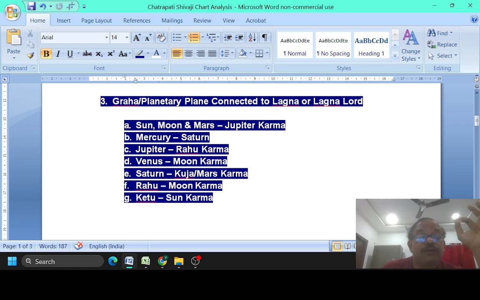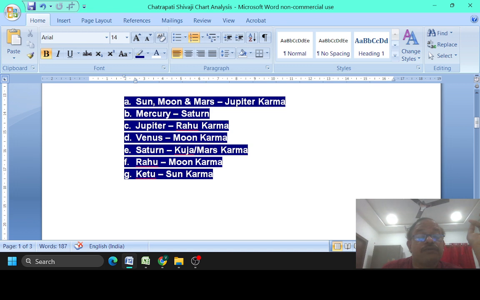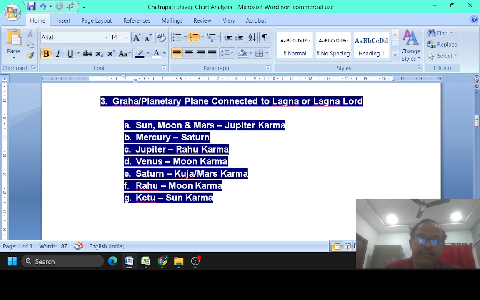And connection of Mercury with Lagna, they will have Saturn karma. Connection of Jupiter with Lagna, they will have Rahu karma. For example, Jupiter in Lagna, or Jupiter in the 7th house, looking at the first house, aspecting the first house, then they will have Rahu karma. Venus connected with Lagna, they will have Moon karma. Connection of Saturn will give Kuja karma or Mars karma, and connection of Rahu will give Moon karma again. Rahu and Venus, these two planets will impart Moon karma to the native, and Ketu will impart Sun karma. So this is the third plane, Graha plane.